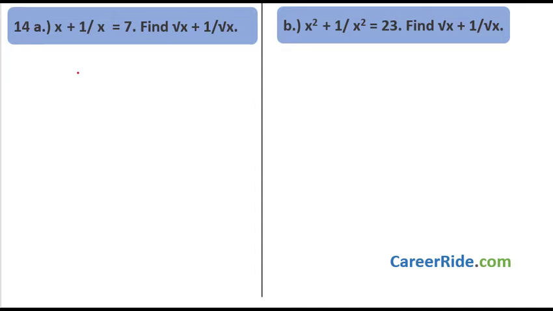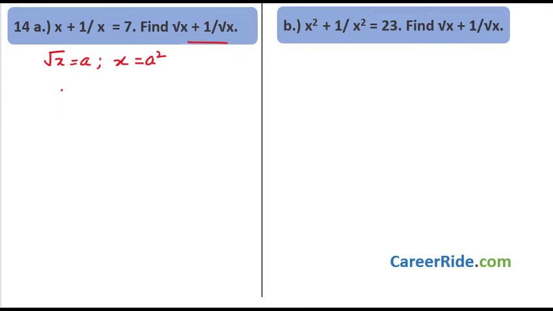x plus 1 upon x is equal to 7. Find the value of square root of x plus 1 upon square root of x. Now, for those of you who think this is a difficult question, let me try to reframe it for you and bring it to a form that is familiar to you. For the purpose of convenience, I'm assuming square root of x is equal to a. From here, x becomes equal to a square.